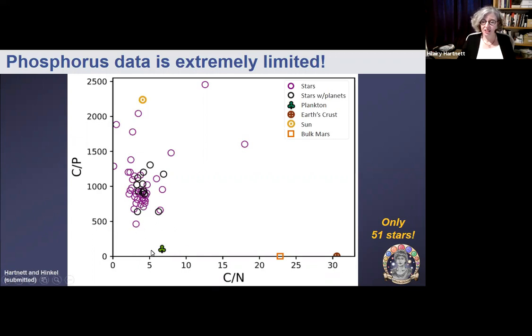Ultimately, we don't know very much about phosphorus composition of exoplanets because we don't know much about phosphorus in stars. And so I think there's a real need for getting more phosphorus data from stars that have exoplanets, if we're going to think about how to make models of planets that are based on the elemental compositions of those planets.